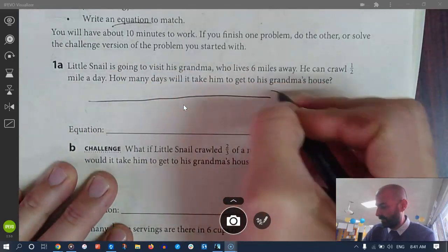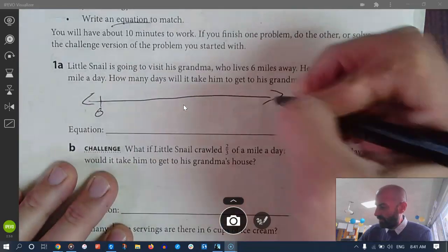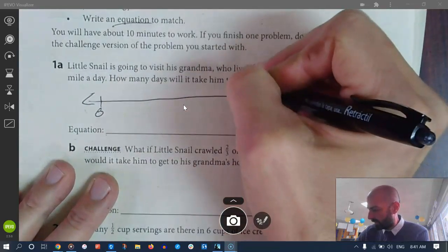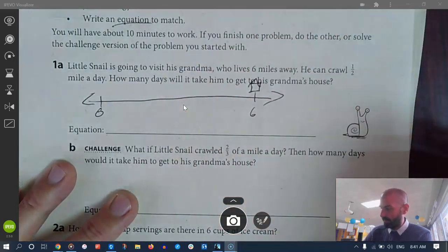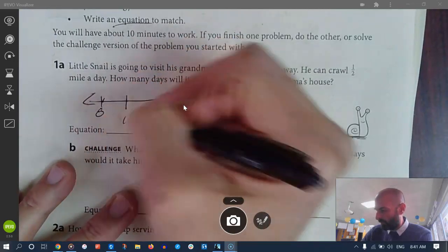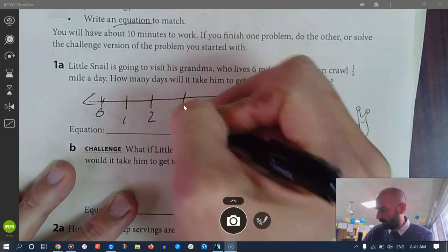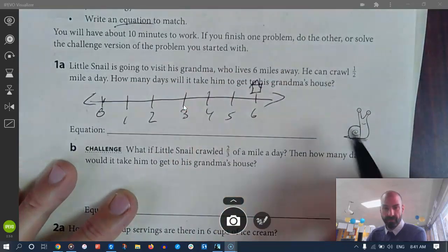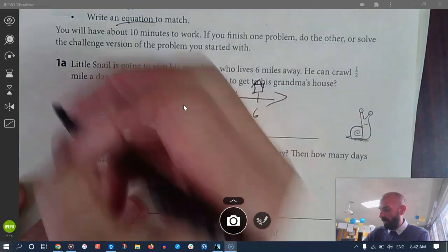Let's find out. So I'm at 0, and there's the house at 6. Okay, there's the 6 miles. So they said he can go 1/2 per day. Well, let's mark this out. 1, 2, 3, 4, 5. So there's my 6 miles. He can go a half per day.